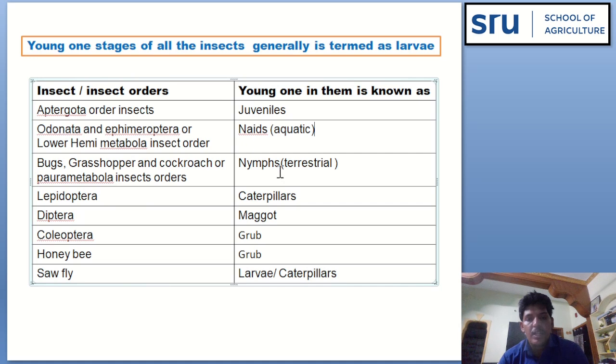In Lepidoptera, the young stage is known as caterpillars. In case of Diptera, the young stage is the maggot. In case of Coleoptera, the young stage is the grub. In case of honeybees, the young stage is the grub. In case of sawfly, the young stage is larva or caterpillar.